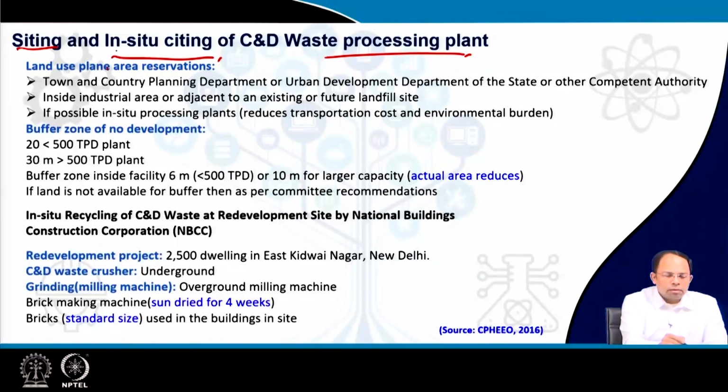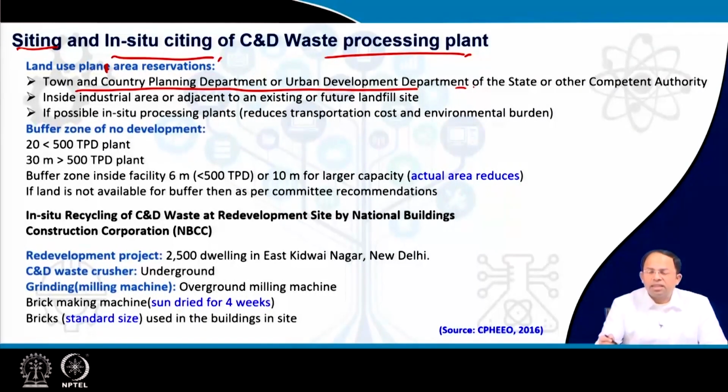Land use plan. Usually the town and country planning department or the urban development department of the state government is the authority responsible for allocating land for these processing plants. Now usually the location choice depends on many things. It depends on logistics, it depends on land area available, it depends on what kind of emissions are coming out from the site. Is there dust emission, noise emission and so on. So those rules remain the same for setting up any kind of recycling facility.